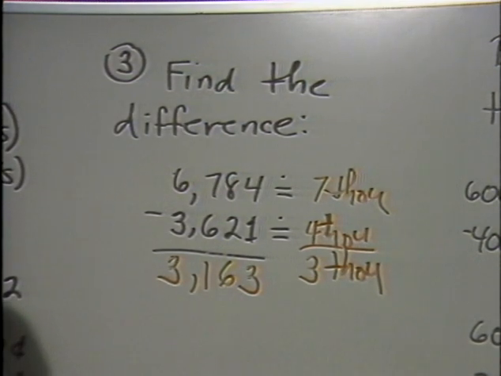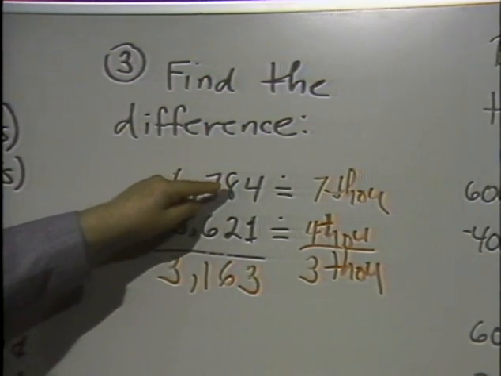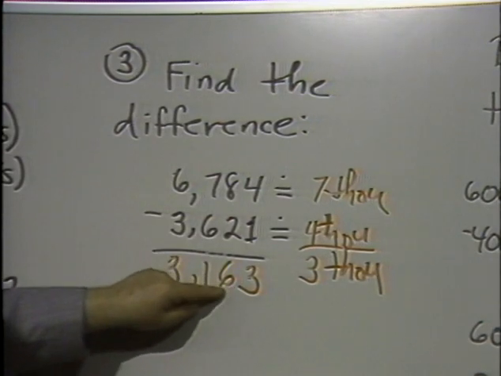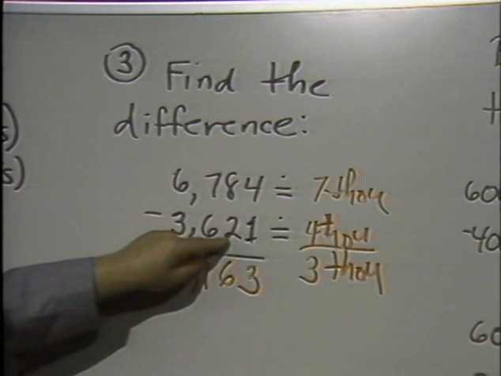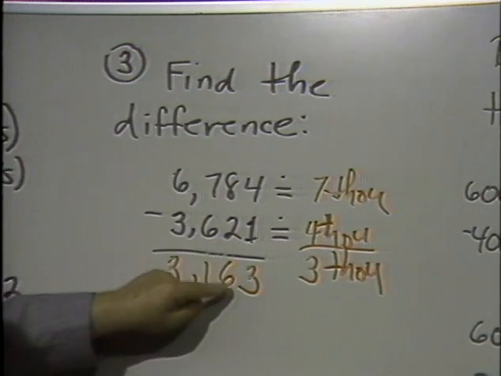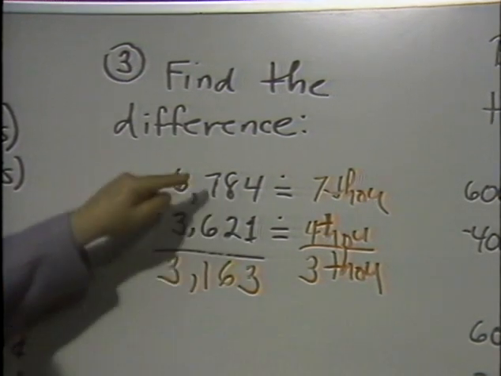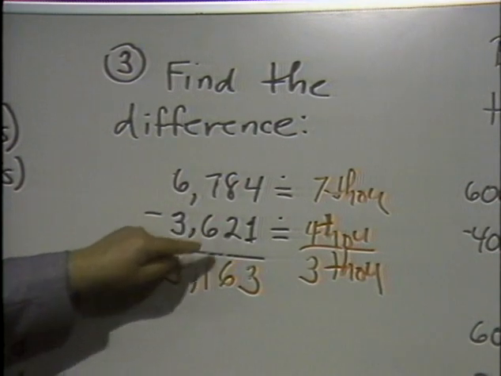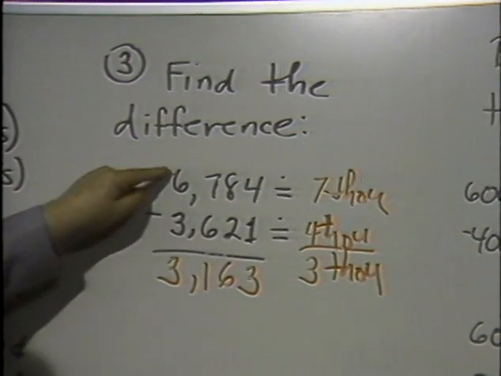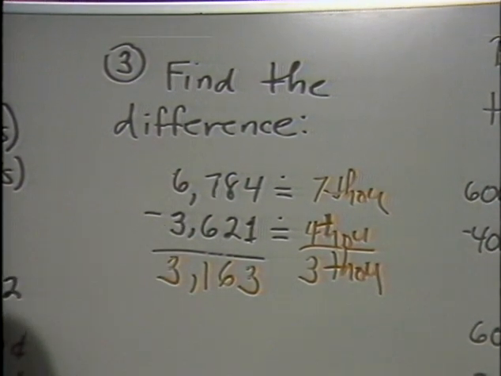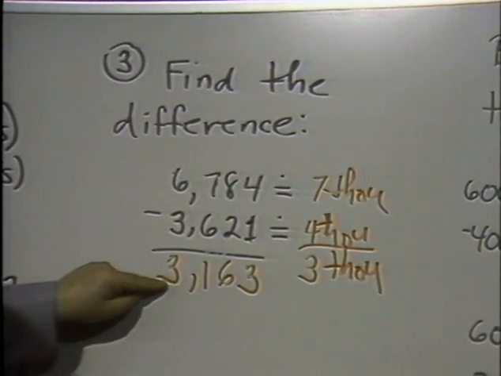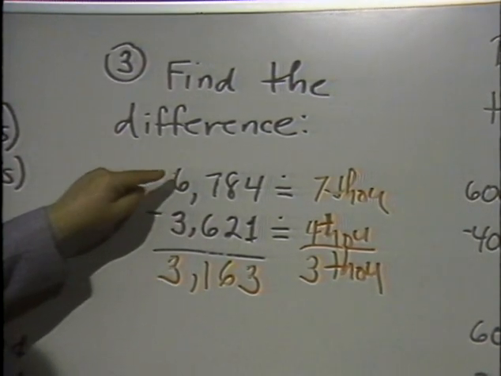What did we do here? Why were we allowed to say 8 take away 2 is 6? Because, not just because 6 plus 2 was 8, but because 6 tens and 2 tens were 8 tens. See the denominations again? 700s take away 600s are 100. 6,000 take away 3,000 is 3,000, because 3,000 plus 3,000 is 6,000.